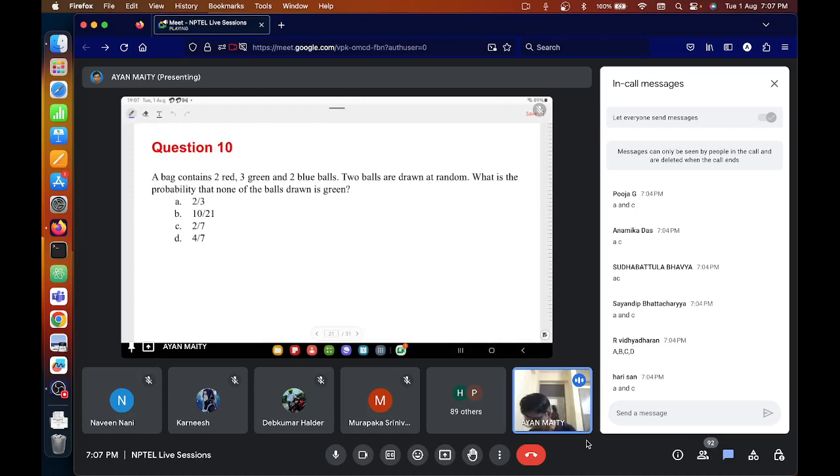Now question 10, this is on probability. A bag contains 2 red, 3 green and 2 blue balls. 2 balls are drawn at random. What is the probability that none of the balls drawn is green? So 2 balls are drawn at random, and what is the probability none of the balls drawn is green? You can write your answers in the chat.